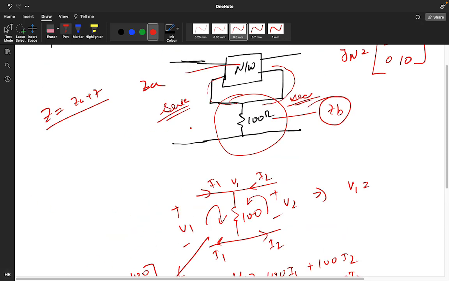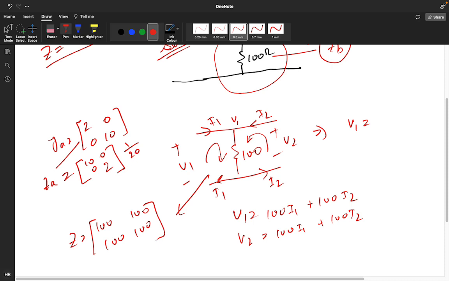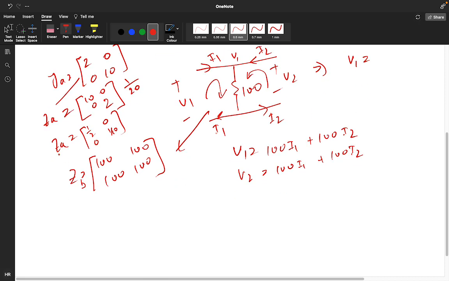But you know the YA parameter, that is 2 0 0 10. So you need to find the ZA parameter. To find the ZA parameter, take the inverse. So 10 2 0 0 and 1 by 20. What will you get? 1 by 2 0 0 1 by 10. So this is your ZA parameter. So what do you have to do now? You have the ZA parameter and ZB parameter, so Z total will be the sum of these.